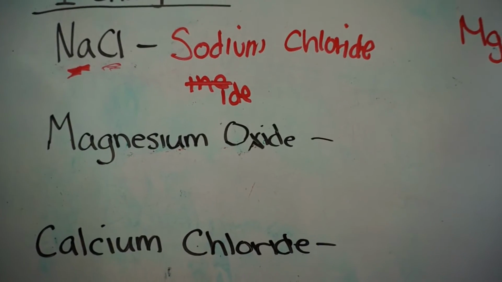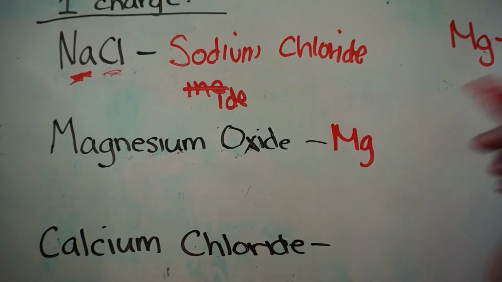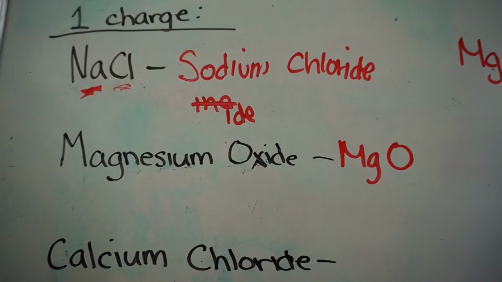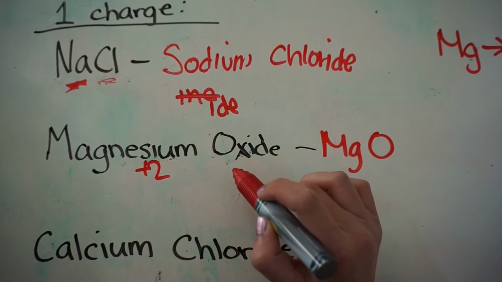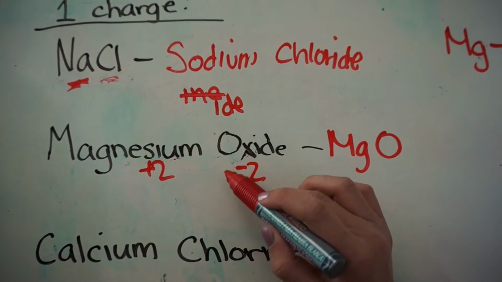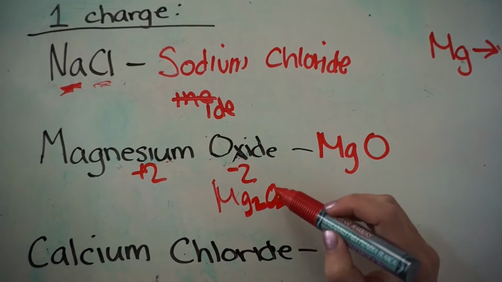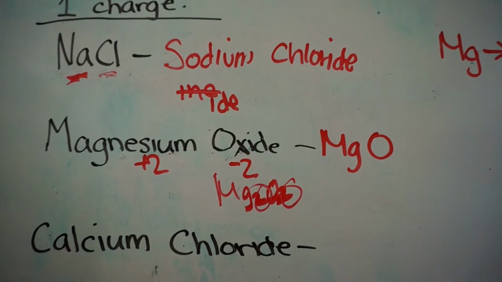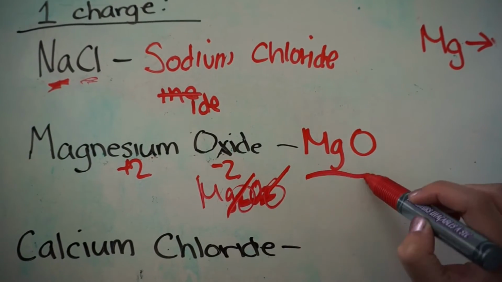Let's look at magnesium oxide. We know that magnesium is Mg, and that oxide is oxygen, so O. We also know that magnesium has a charge of +2 and oxygen has a charge of -2. So we could write the compound out as Mg2O2. This here and this here indicate the charges. However, we like to write things as simple as possible, so we'll cancel these out or reduce them and just write the compound as MgO.